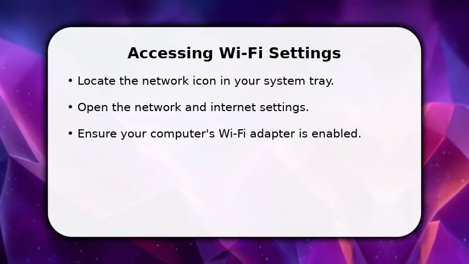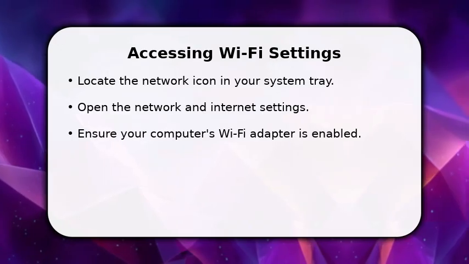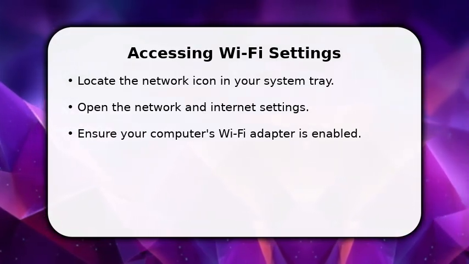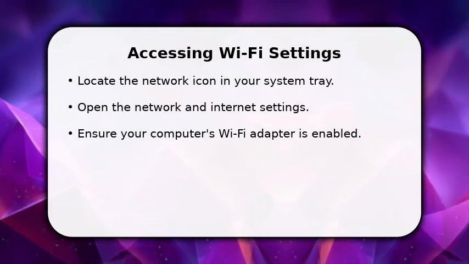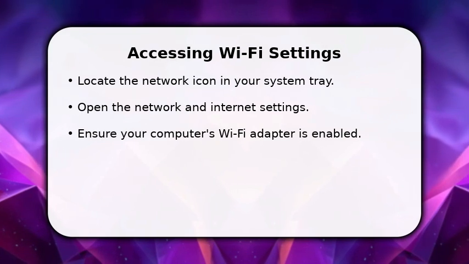Next, select Network and Internet Settings to access the full configuration options. Ensure your computer's wireless adapter is enabled. It often appears as a toggle switch. This initial step is crucial for your device to even detect available networks.